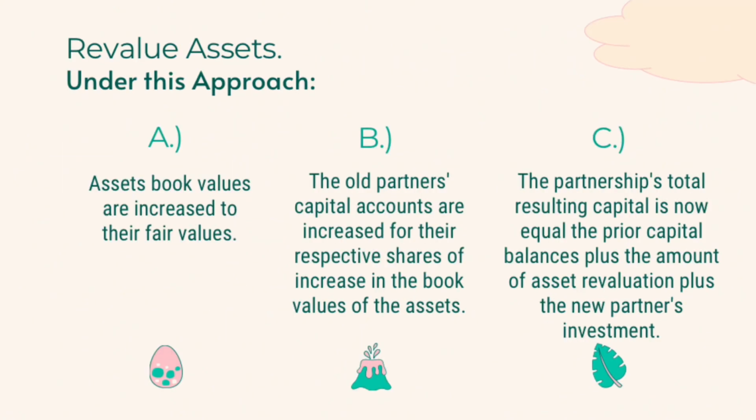Revalued asset approach. Under this alternative, asset book values are increased to their fair values, or asset book values can also be decreased. The old partners' capital accounts are increased for their respective shares of the increase in the book value of the asset. And lastly, the partnership's total resulting capital is now equal to the prior capital balance plus the amount of asset revaluation, and then the new partner's investment is added.